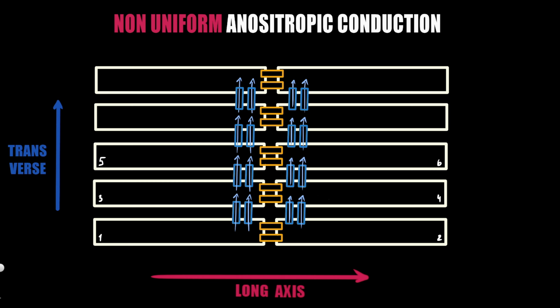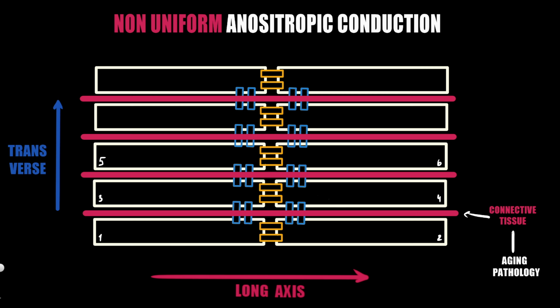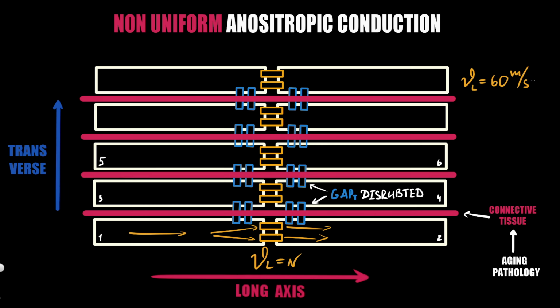But for reentry, non-uniform anisotropic conduction is more important. Accumulation of connective tissue in the transversal direction due to aging or pathological processes leads to gap junctional disruption in the transversal direction, unlike the maintenance of normal conduction in the longitudinal direction. According to this, non-uniform anisotropy is defined as maintenance of tight electrical coupling between the cells in the longitudinal direction with paucity in the transverse direction, which leads to an irregular pattern of transverse conduction.